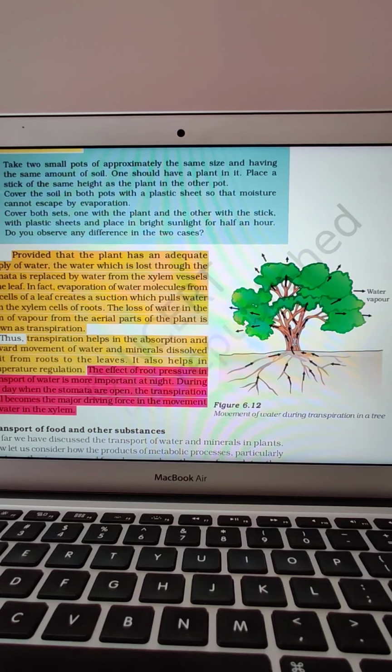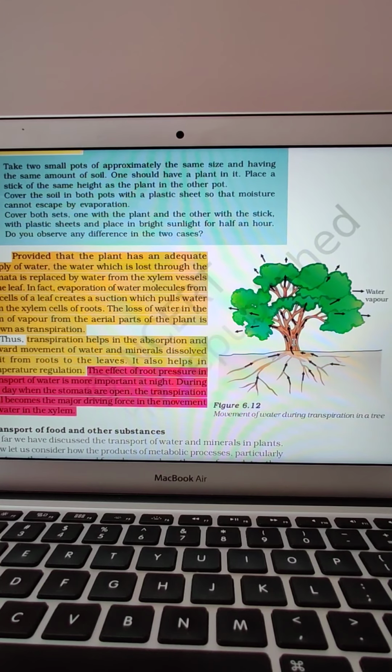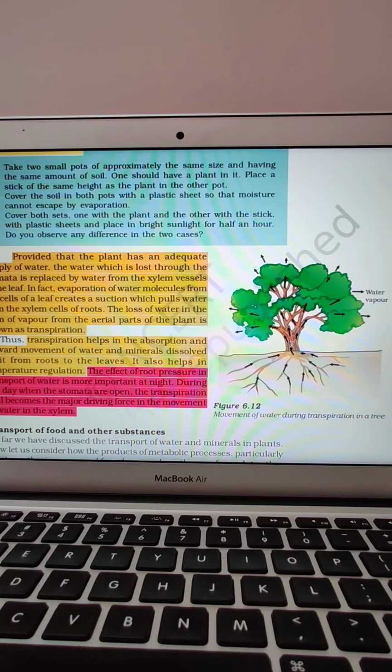If you take a coriander and dip it along with the roots overnight in a glass filled with water, for easier observation you can mix some dye or color in that water. In the morning, if you cut the coriander stem just above the root, you can see that the water oozes out, which shows that root pressure is responsible for raising the water up to a certain height in the stem.